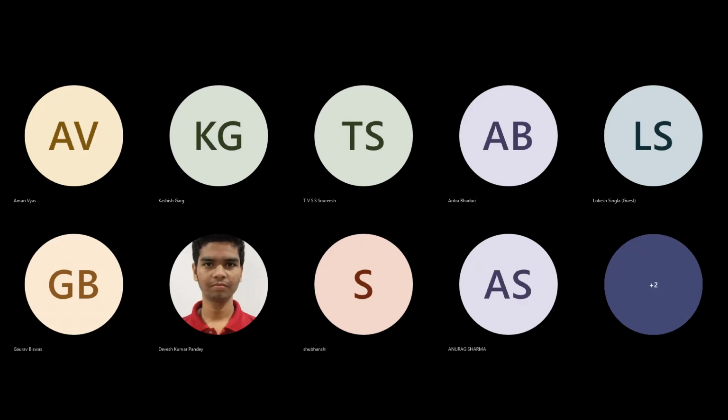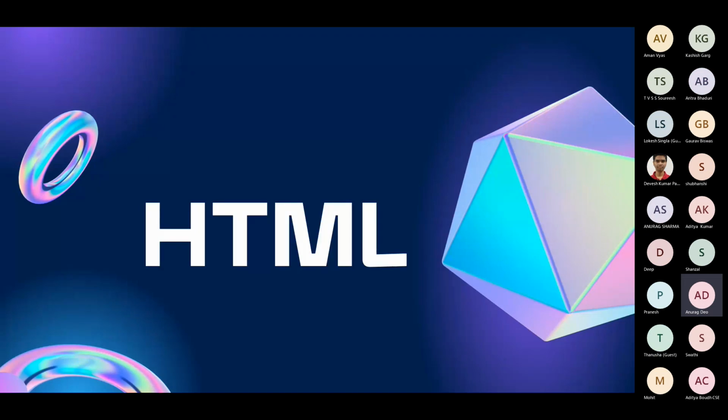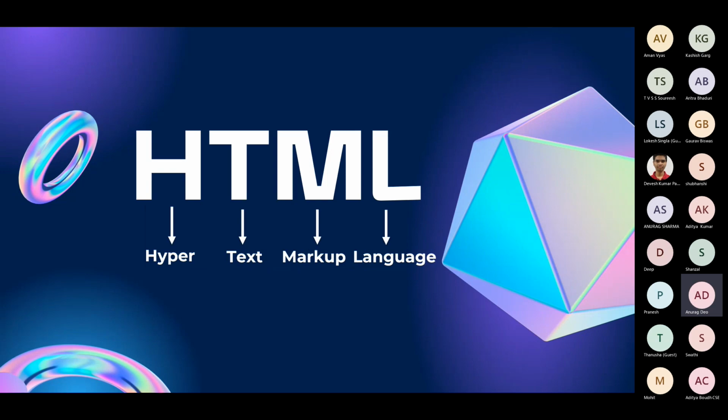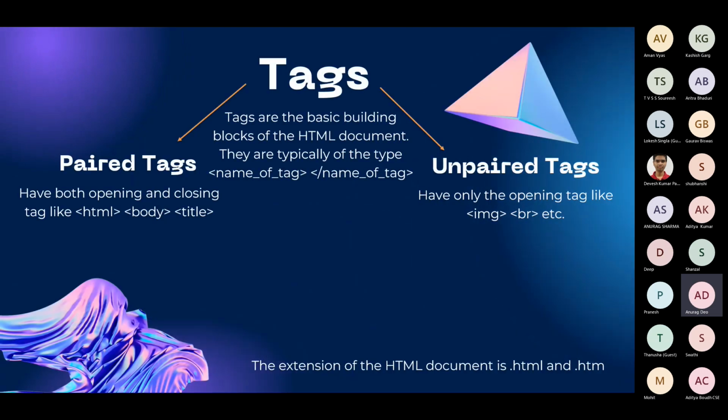Moving ahead to the first technology, that is HTML. So HTML stands for Hypertext Markup Language. So this is just technical stuff. So let's move to understand what HTML is all about. HTML is all about tags. We write different kinds of tags, which are rendered by our web browser, and we see some output.